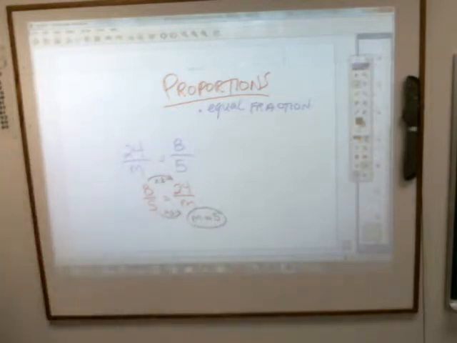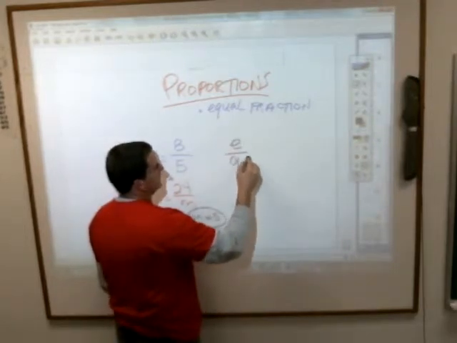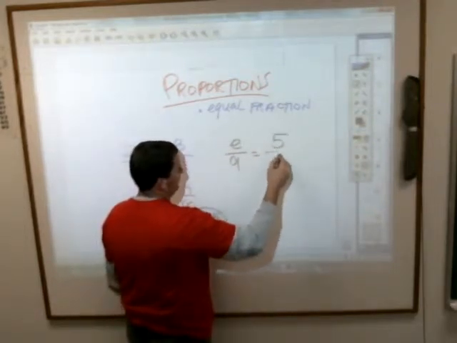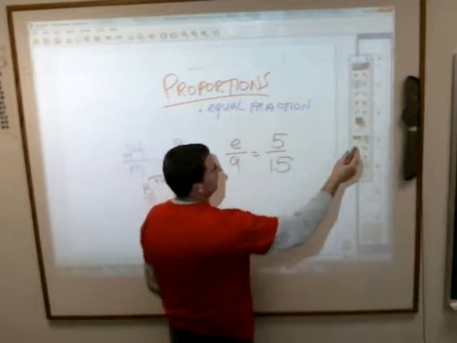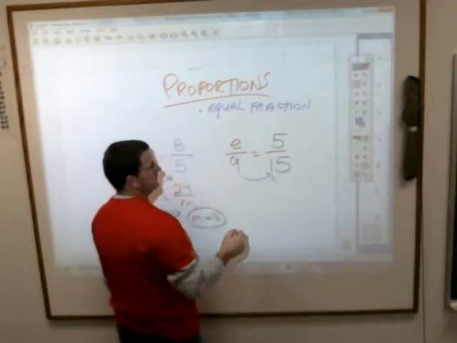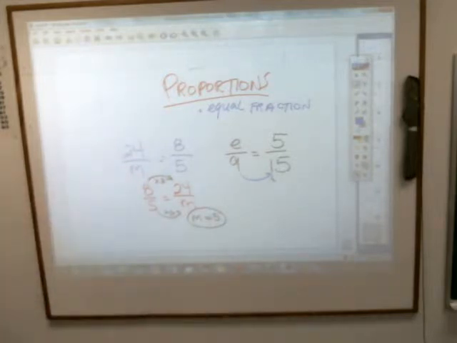Now what might be new is this next one here, just a little bit. What happens when that doesn't work out? What happens when you get something like this? E over 9 equals 5 over 15. And you go, oh no, nothing times 9 gives me 15. Well, there is something, but that's not going to make your life too easy. What is the first thing you should look at this point?